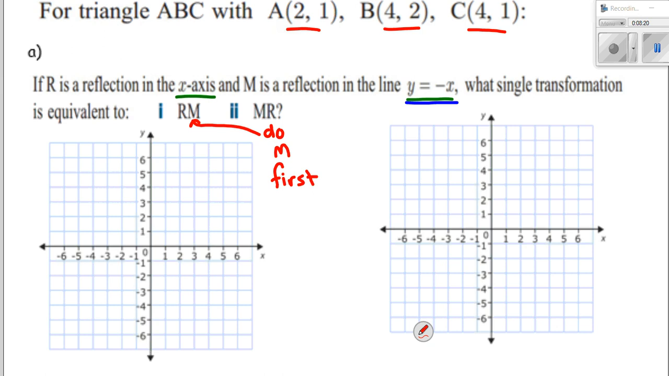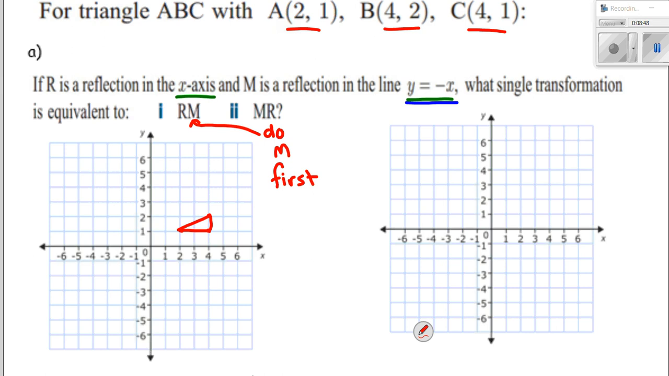So A is across 2, up 1. B is 4 and 2. C is 4 and 1. Here's our lovely little object that I've drawn in red. Now my final results I'm going to do in pink. So I'm going to do M first, and I'll do M in purple.